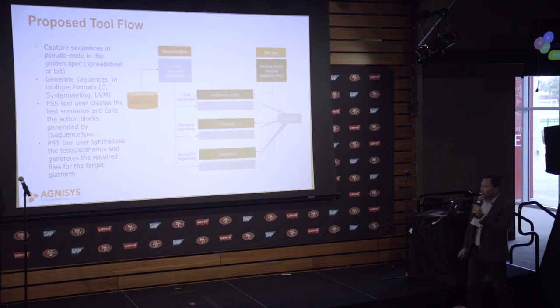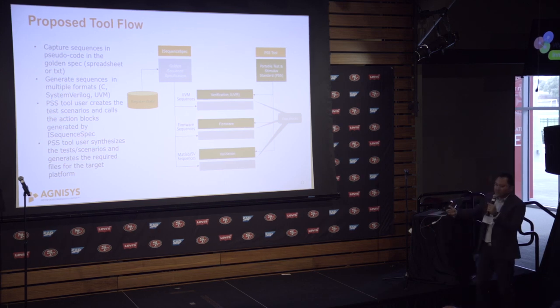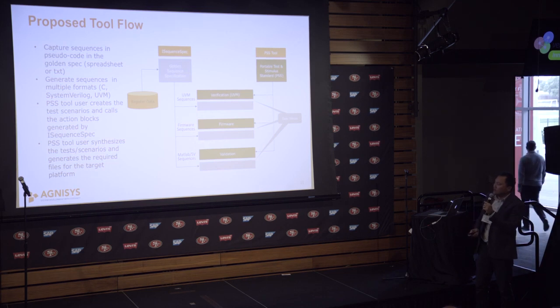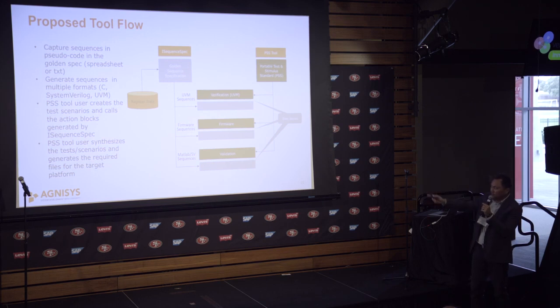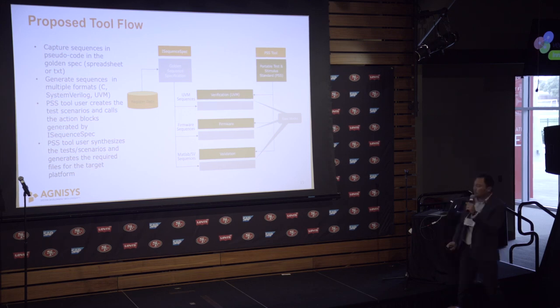So the proposed tool flow is that once again we augment these PSS tools. The first step is to capture the sequences in pseudocode in the golden spec. It could be a spreadsheet again, and then let the tool generate the sequences in multiple formats, whatever the target platform. It could be C for the firmware team, or SystemVerilog, or UVM. Then the PSS tool user creates the test scenarios and calls the action blocks generated by iSequenceSpec. And then the PSS tool user would synthesize the test scenarios and generate the required files for the target platform.